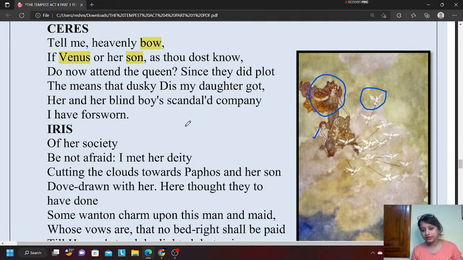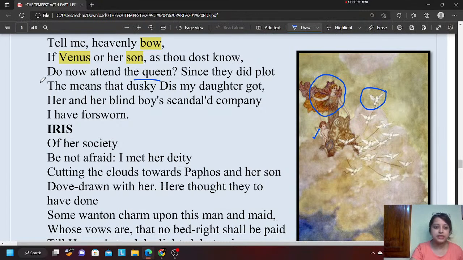Among us there are fights where we say, I do not like her. If she is going to the marriage, I am not going. I don't want to see her face. In the same way, there was a little quarrel between Ceres and Venus and her son. So she is saying, if Venus and her son go there, if they are invited, I will not go. Do now attend the queen. So are they coming? Why is there hatred? There is a reason for that. This is the reason.